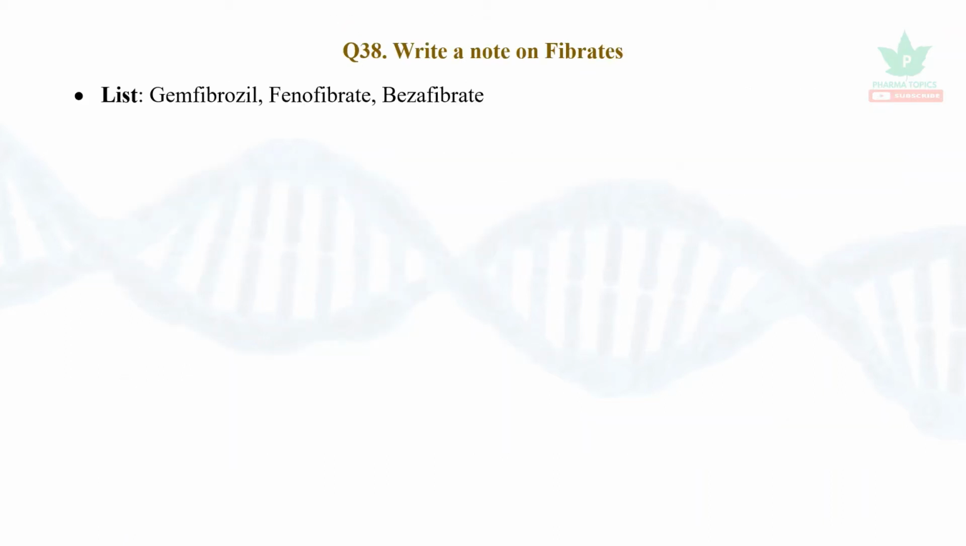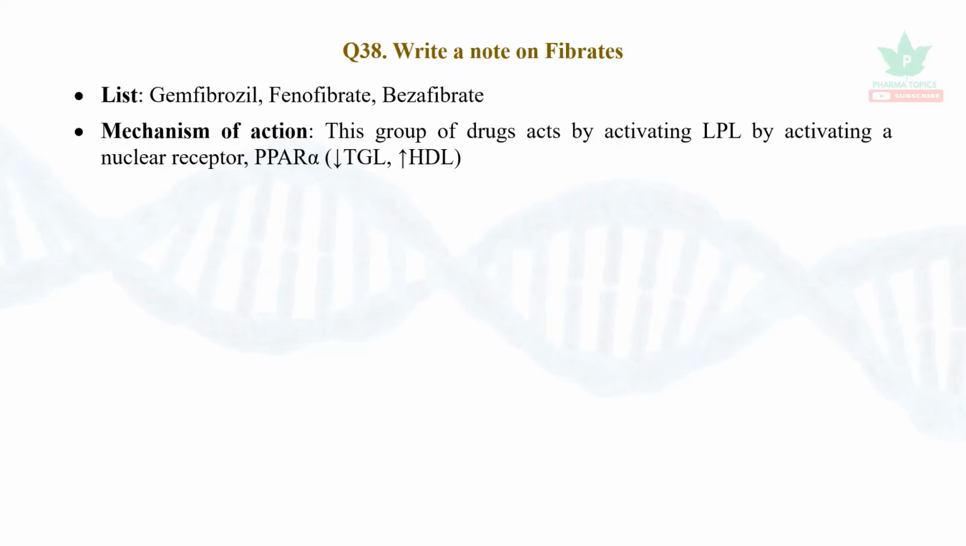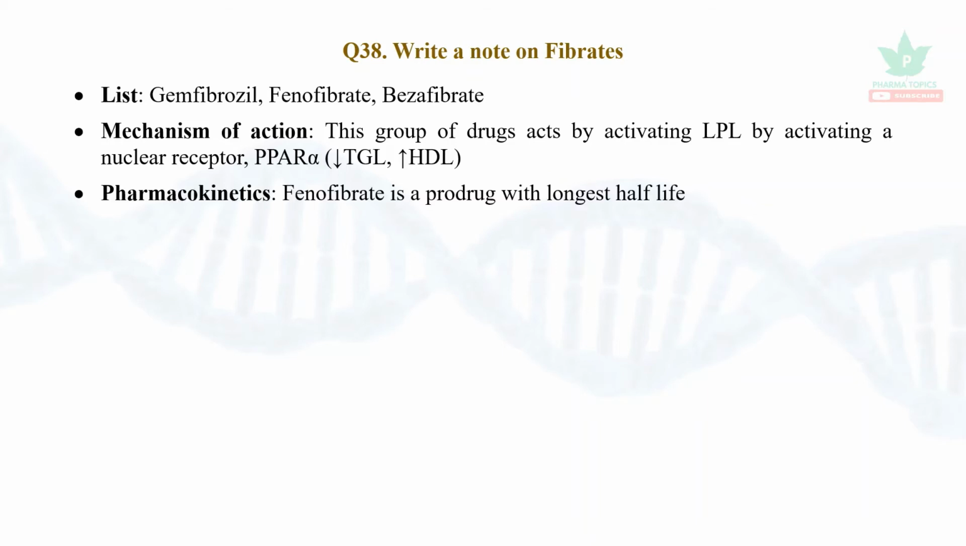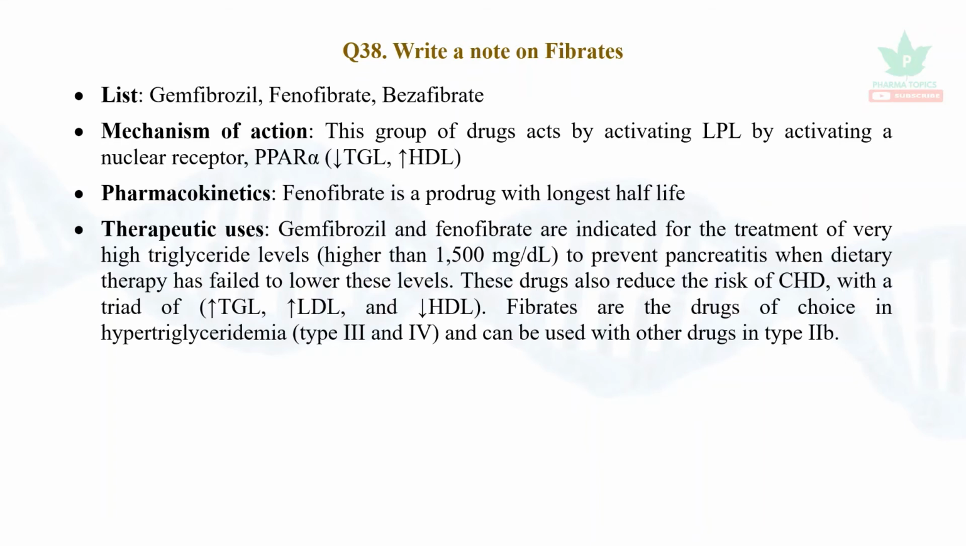Let us see about fibrates. There are three drugs, gemfibrozil, fenofibrate, and bezafibrate. Mechanism, they activate the lipoprotein lipase through the receptor PPAR alpha. They decrease the TGL and increase the HDL. So kinetics, fenofibrate is a prodrug with the longest half-life. The gemfibrozil and fenofibrate are indicated for the treatment of those who are having very high triglyceride levels, that is greater than 1500 milligram per deciliter, and to prevent pancreatitis when other drugs have failed.